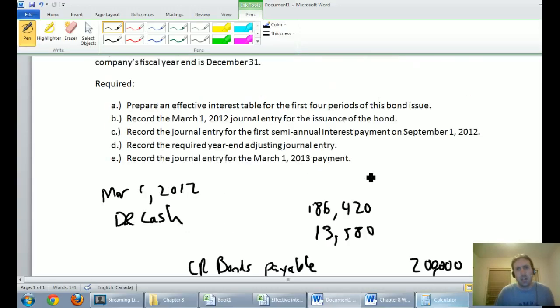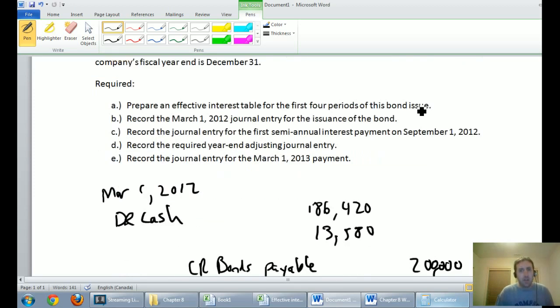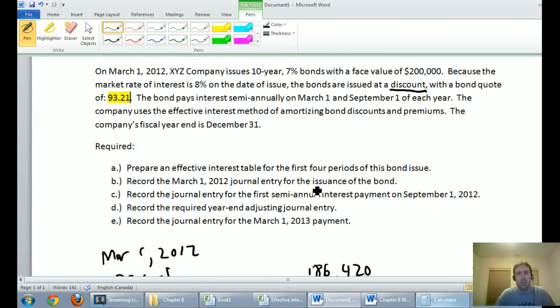Now that debit, as I said in the question, we issued this bond at a discount. And so that amount is our discount. We've said we wanted $200,000. That's the face value of our bond. That's the amount we're going to have to pay back. We only got paid $186,000. The $13,000 difference is our discount, and we'll debit the discount on the bond payable. So let's debit our discount. Okay, so we've recorded the issuance of the bond, and I just want to make sure that that's clear.